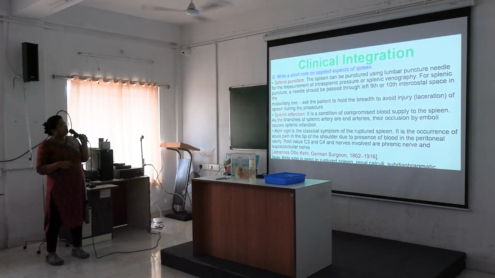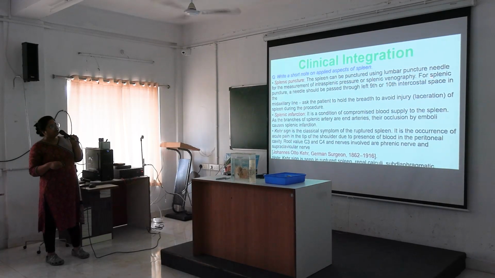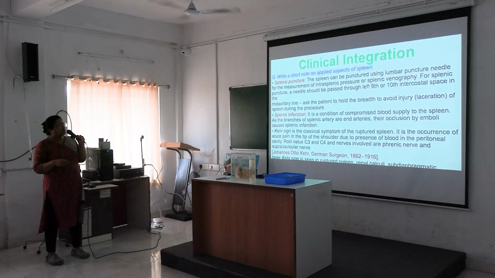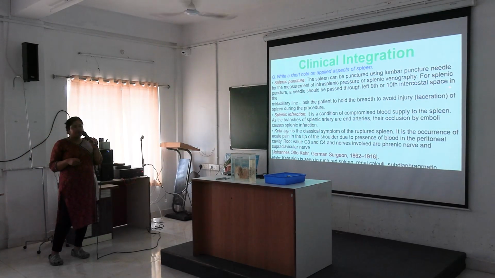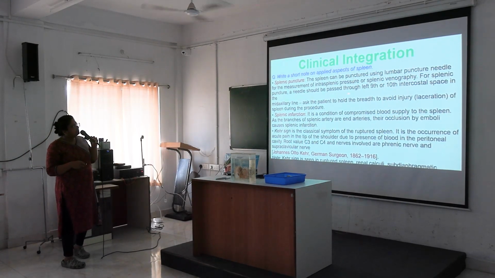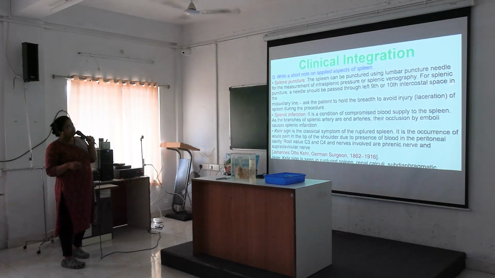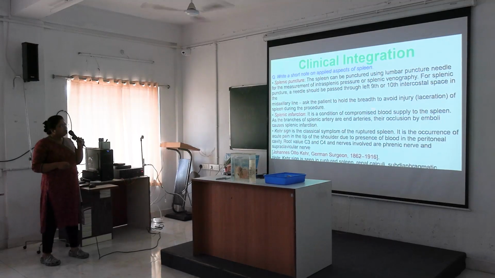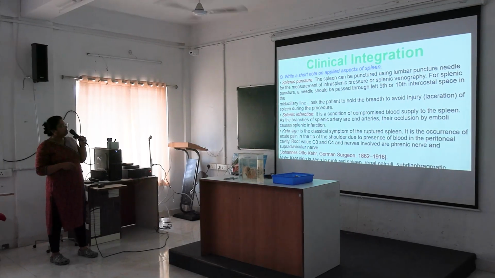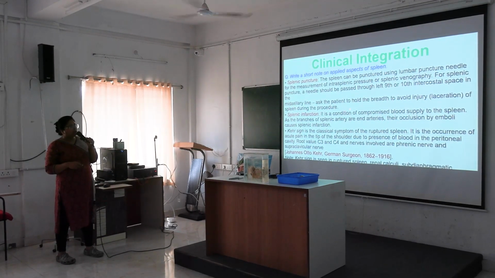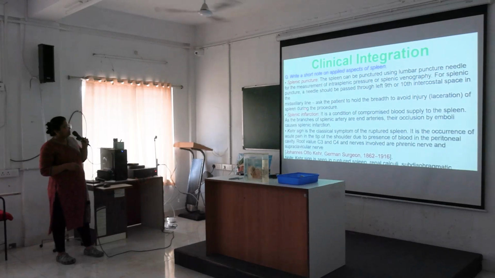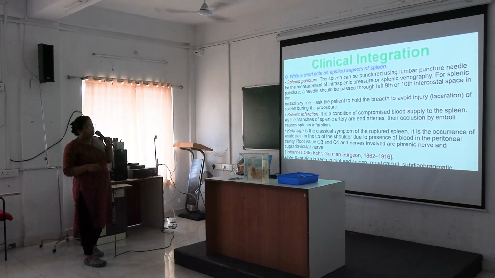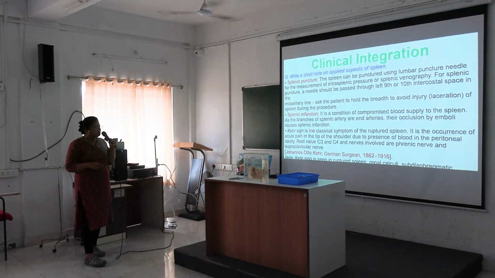Splenic puncture, these are some clinical aspects. Spleen can be punctured using lumbar puncture needle for measurement of intrasplenic pressure or splenic venography. And for splenic puncture, needle should be passed through 9th or 10th intercostal space in the mid-axillary line, and ask the patient to hold the breath to avoid injury to the spleen during the procedure, laceration.